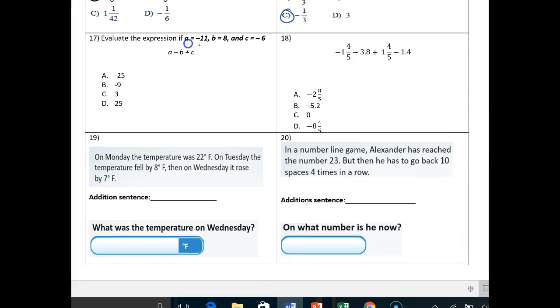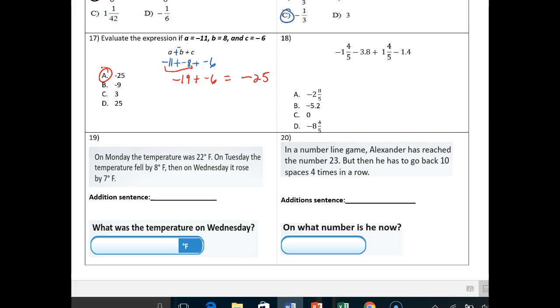17, just plug in. So you have A is equal to negative 11, plus a negative there. B is equal to 8, plus negative 8. And C is equal to 6, negative 6, excuse me, plus negative 6. So this is just a SSAK problem. Do those first, gets you negative 19 plus negative 6. Gets you negative 25. Remember to keep the negative sign because they're both negative. And we're adding.